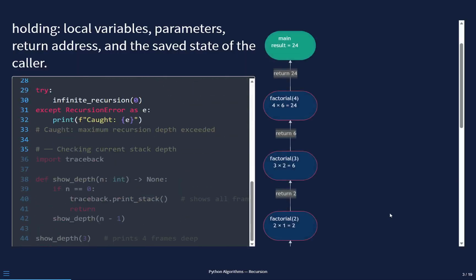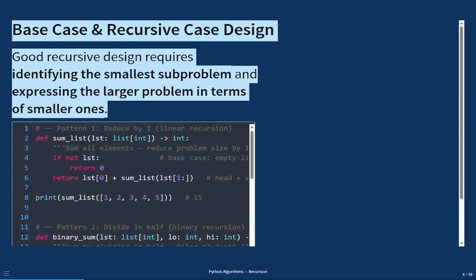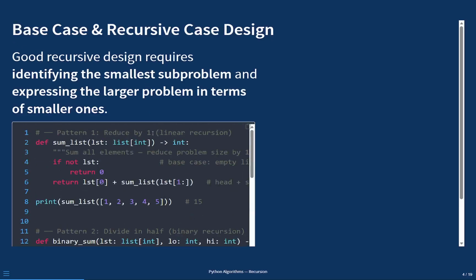Next, good recursive design comes down to two questions. What is the simplest possible input that you can answer without another recursive call? And how do you express the solution to a larger input in terms of a solution to a smaller input?